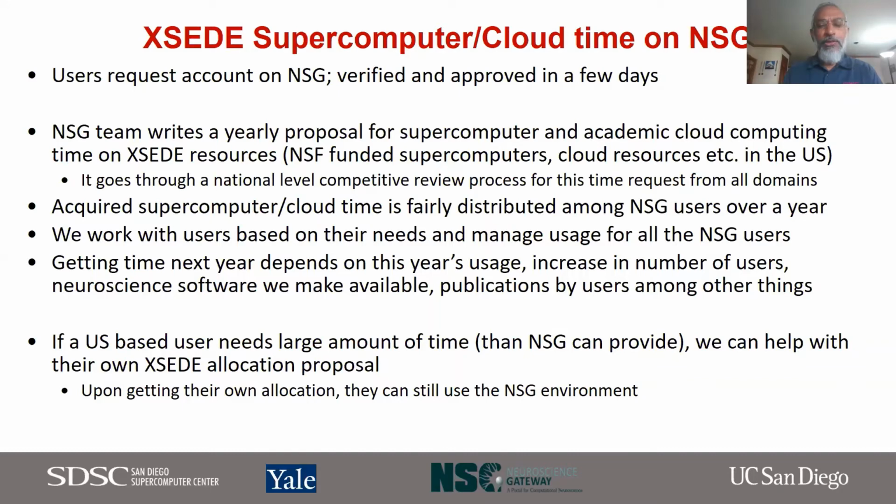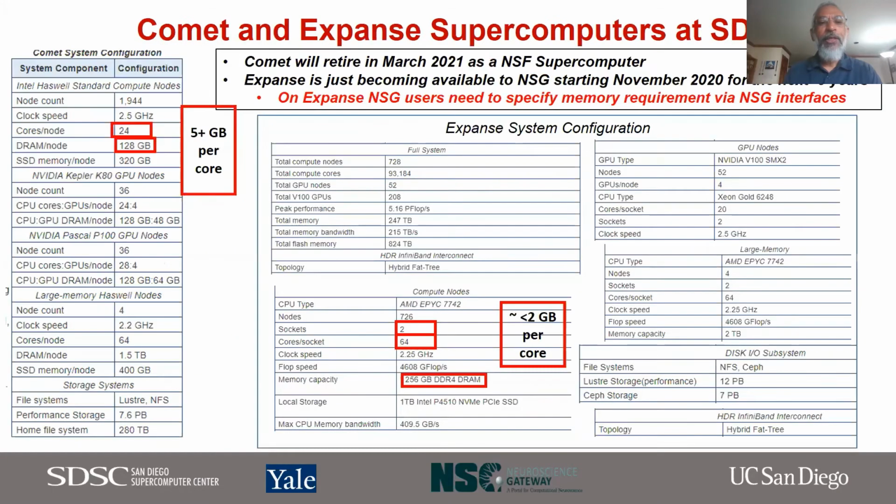Another thing is, if a US-based researcher suddenly needs 5 million core hours, we cannot provide that to that researcher, because that will be half of what we have for the whole community. We can work with that researcher to have her or him write their own allocation proposal. And once they get time for their own research, they can still use NSG. At the back end, they will be charging to their own allocation.